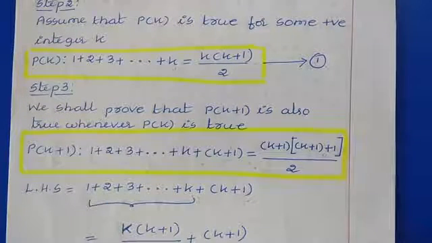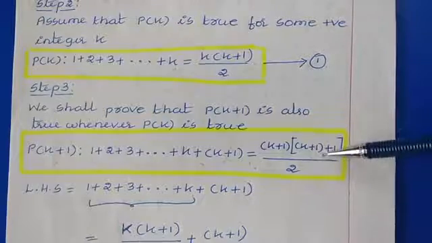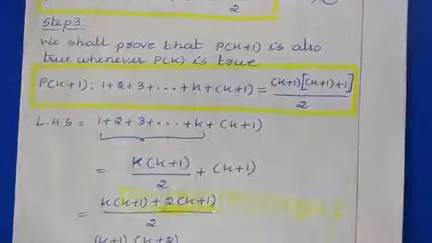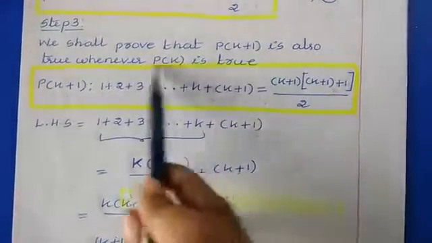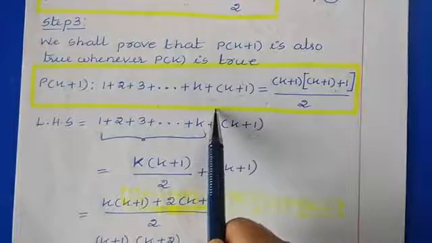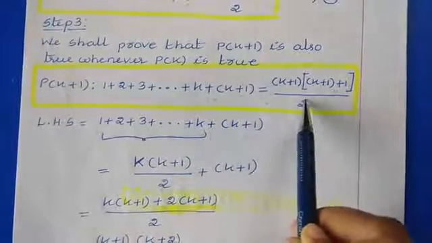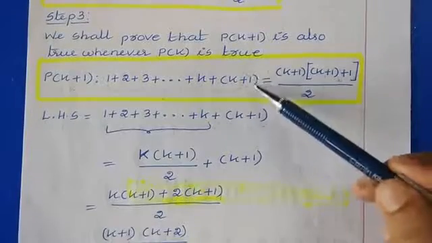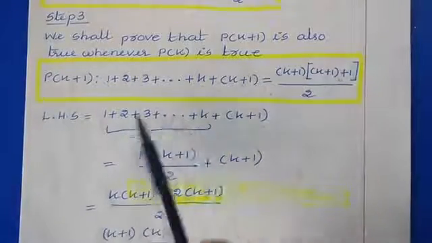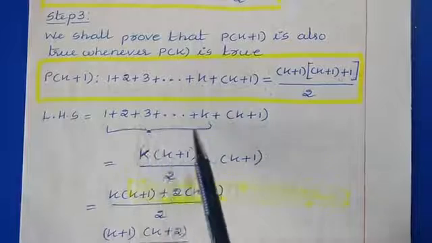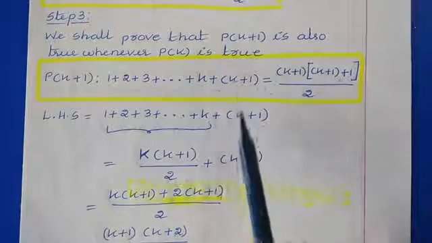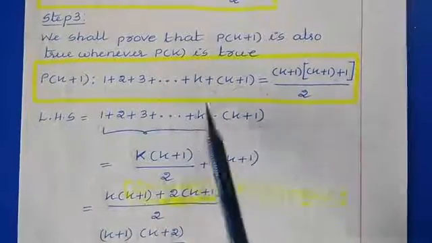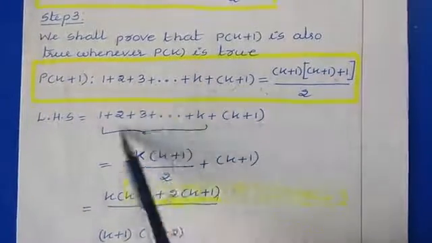So how to prove this? See, to prove this, what we do is here, we take the left hand side of P of k plus 1. That is this one, this part we take, and then if we reach to the right hand side, that means it is a true statement. So now let us take the left hand side. We have on the left hand side 1 plus 2 plus 3 plus so on up to plus k plus k plus 1.